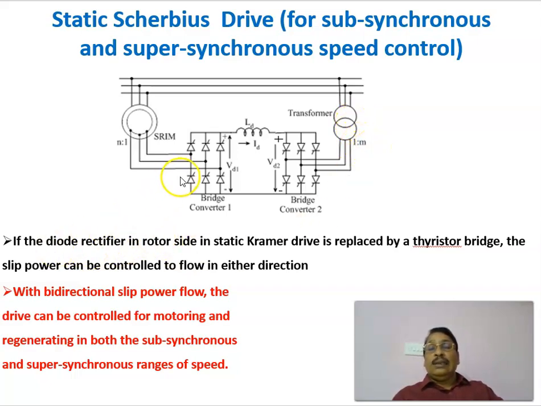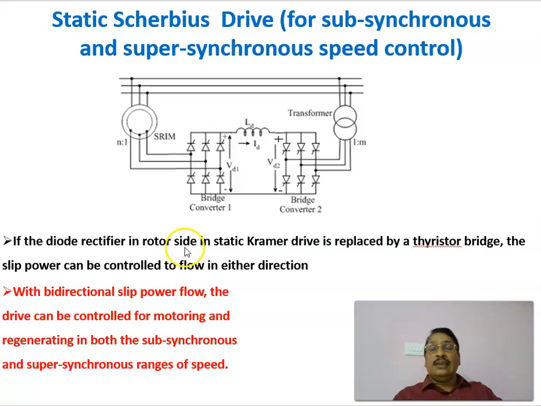Therefore, in this case, compared with a Kramer's drive system, the input side diodes are replaced by thyristors. You can control the firing angle of these thyristors and vary the DC voltage here. Similarly, you can control the firing angle of these thyristors so that the power flow can be controlled. Therefore, there are two converters, converter 1 and converter 2, in the case of a static Scherbius drive system.